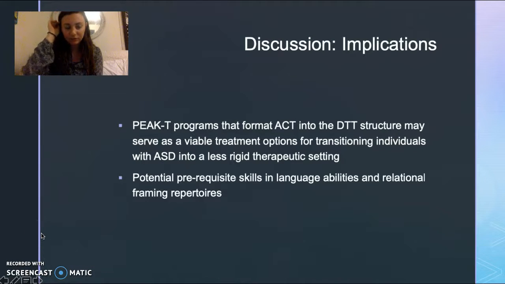Some implications of these results for the study include that the PEAK-T programs that format ACT into the DTT structure may serve as a viable treatment option for transitioning individuals with ASD into a less rigid therapeutic setting. Additionally, Lizzie's results indicate potential prerequisite skills in language abilities and relational framing repertoires before being able to fully benefit from transitioning to ACT, as well as the ACT benefits.